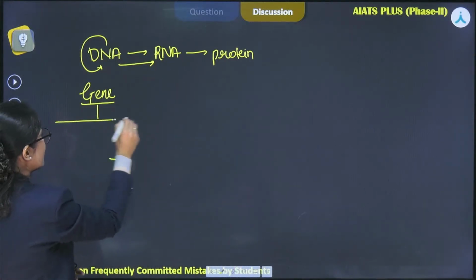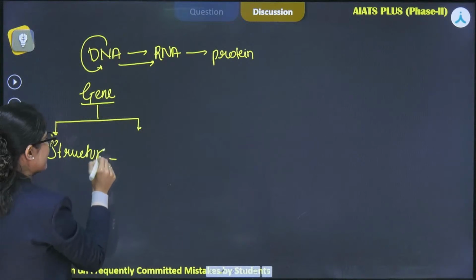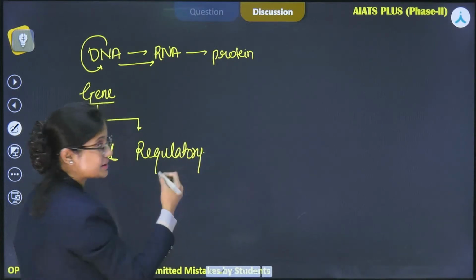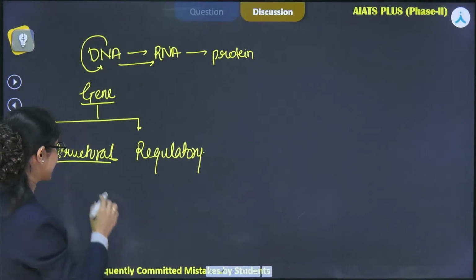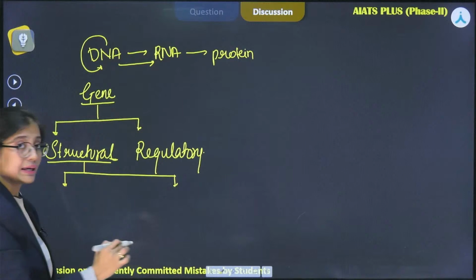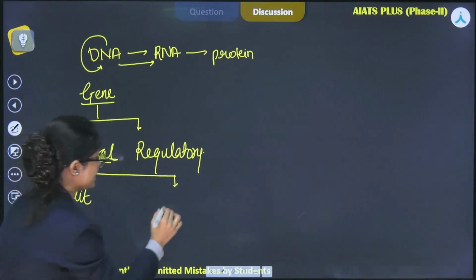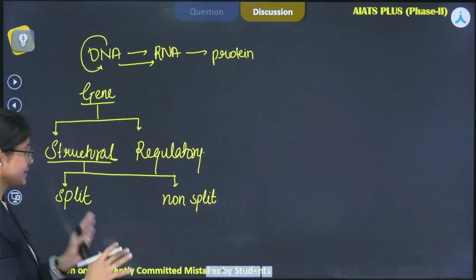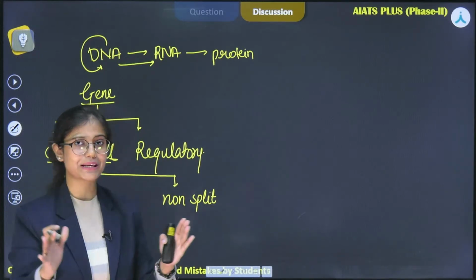Now let's see, gene could be of two types. One is structural, another is regulatory. For the regulatory part, we will study the lac operon in some other question. Let's see the structural. If we talk about the structural, these could be of two types again. Either they will be present in the arrangement of split or non-split, right? Split means they are interrupted by a certain sequence. Split means cuts are made, they are interrupted by a certain sequence.